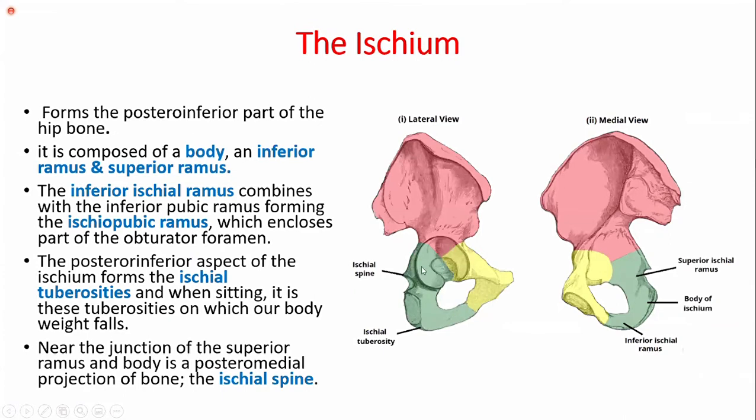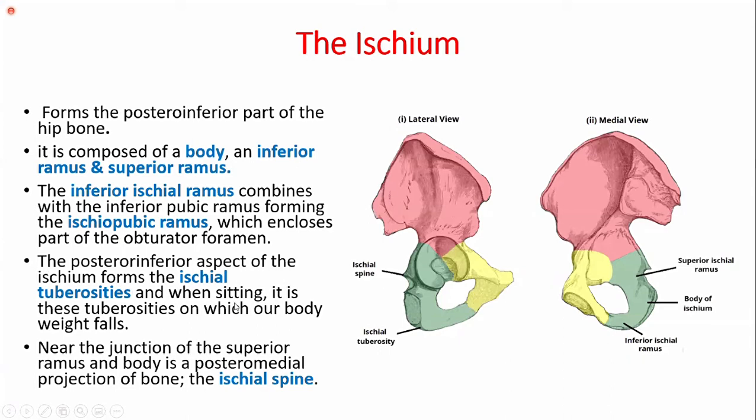So the ischium basically forms the posterior inferior part, and the ischium has a body, same thing like the pubis has a body, and has inferior and superior rami. The inferior ramus combines with the pubic ramus, and basically they form something called the ischiopubic ramus. This is the ischiopubic ramus. Why ischiopubic? Because it's part of the ischium and part of the pubis.